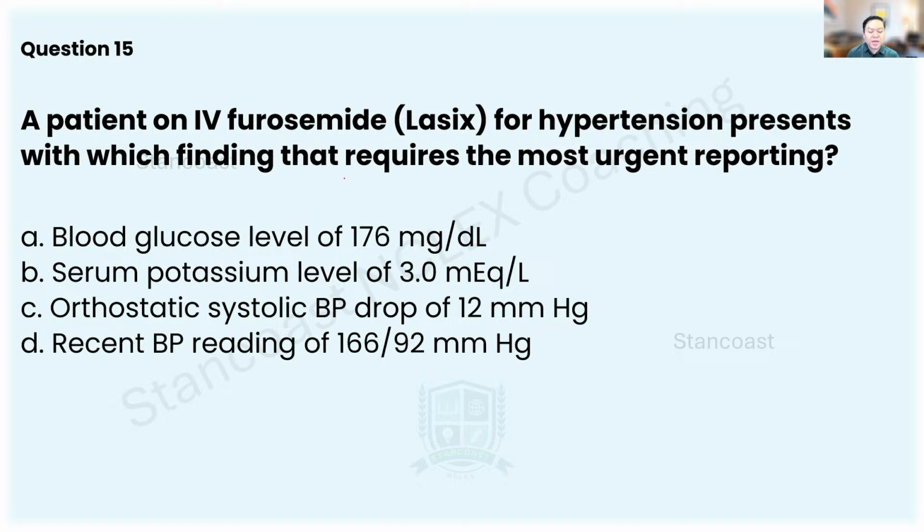A patient on IV furosemide for hypertension presents with which finding that requires the most urgent reporting? Is it A, blood glucose level of 176 milligrams per dL, or B, serum potassium level of 3.0 milliequivalents per liter, or C, orthostatic systolic blood pressure drop of 12 mmHg, or D, recent blood pressure reading of 166 mmHg?